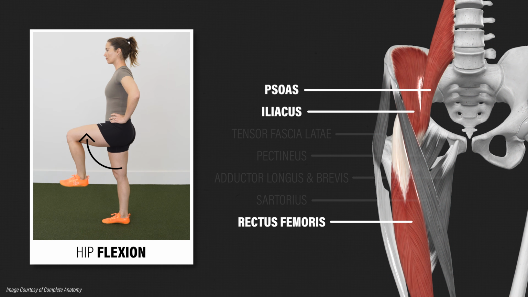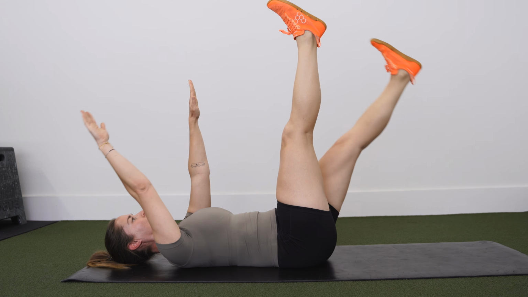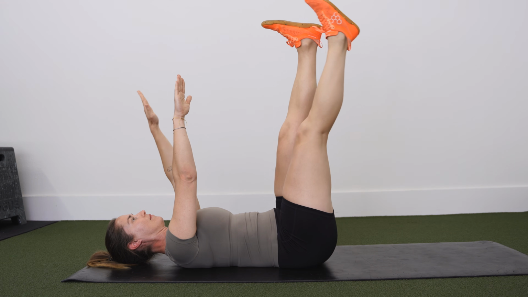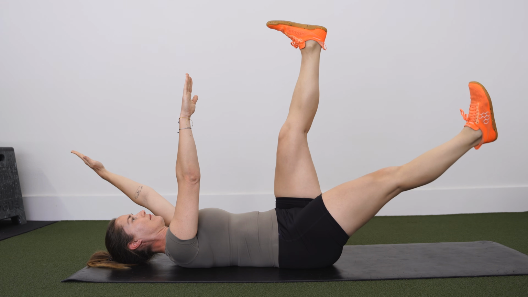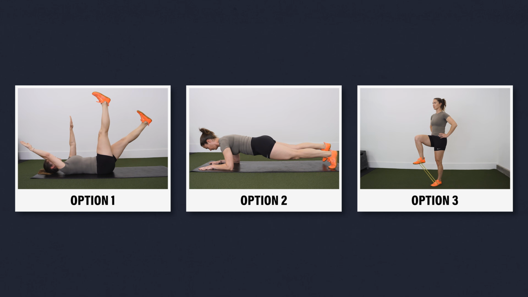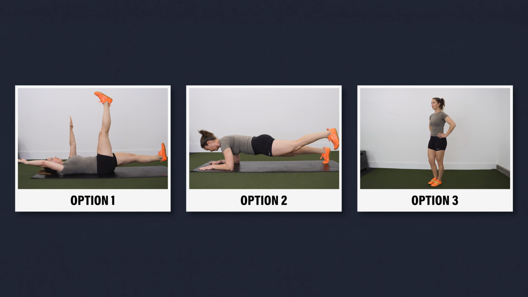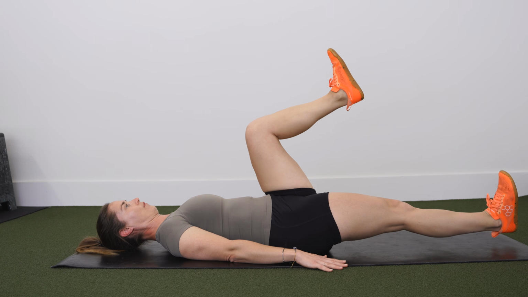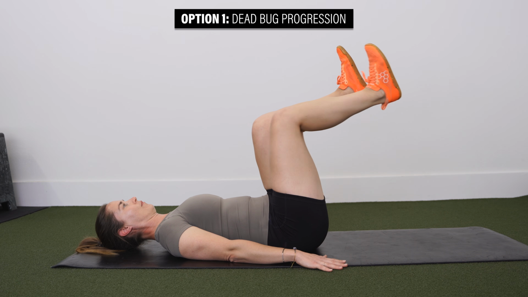The iliacus, psoas, and rectus femoris all share a common function of flexing the hip and are also a potential source of groin pain. It's also common to find abdominal or trunk muscle weakness in people with groin pain. Here are a few exercise variations to target the hip and trunk flexors. Option 1, dead bug progression.